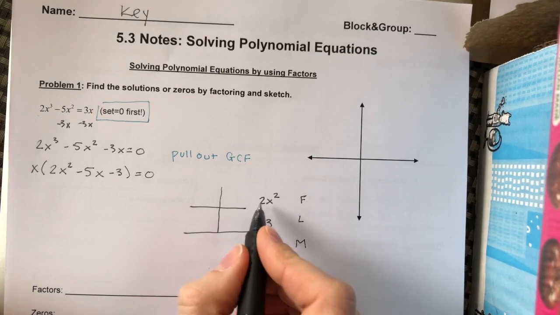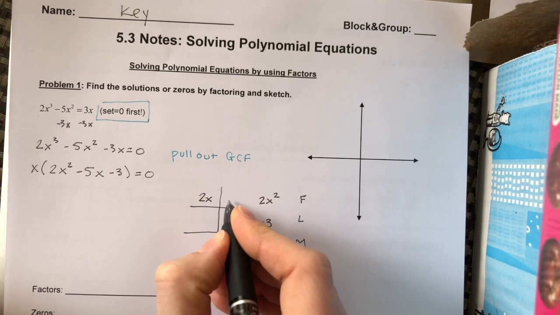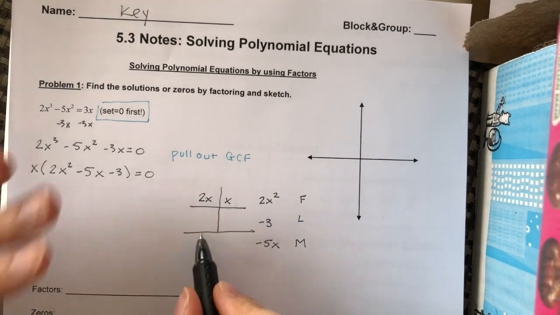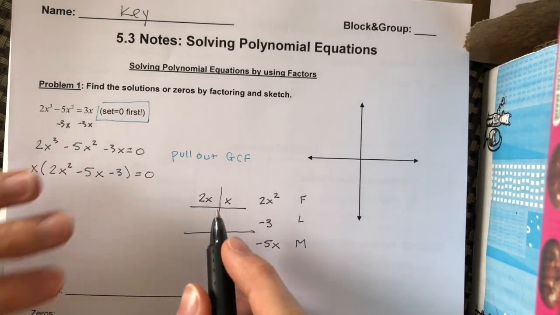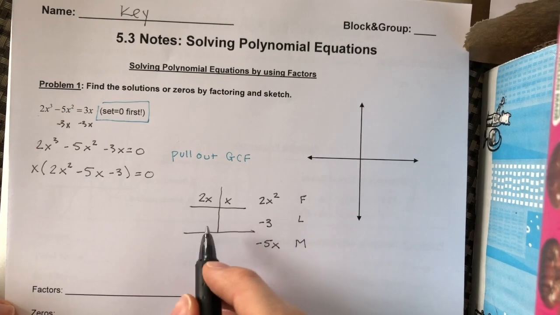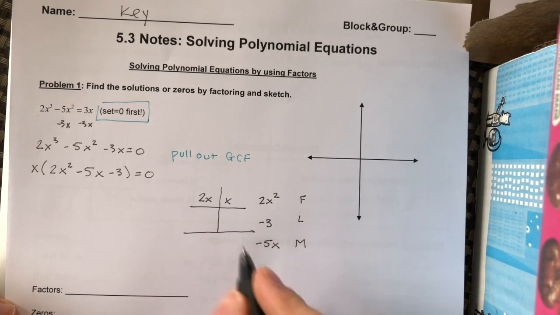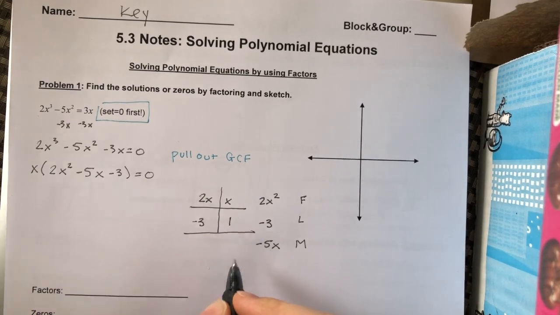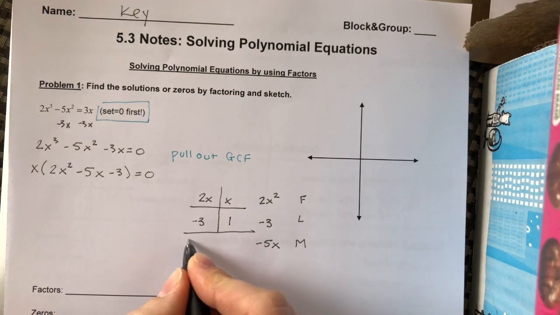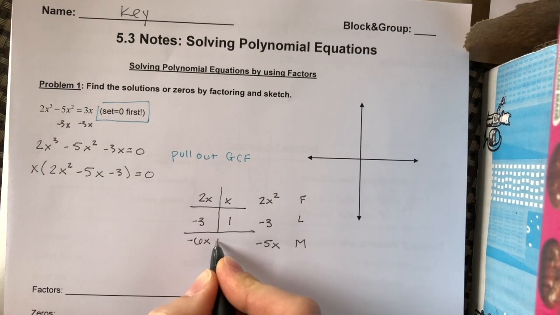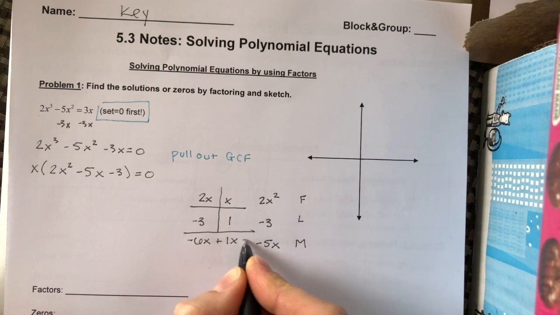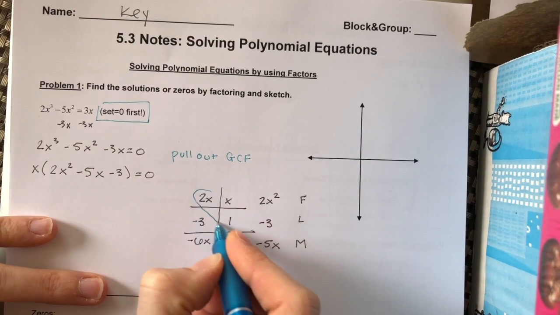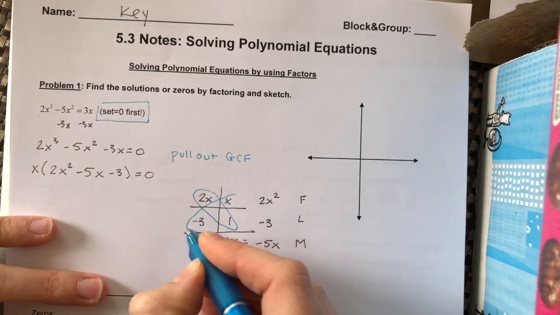The only two factors of 2x squared are going to be 2x and x. And now the only two factors of negative 3 are going to be either 3 and negative 1 or negative 3 and positive 1. It might take you a couple tries to put it in the right place, but I am going to try negative 3 and 1. All right, and then I multiply down, so I've got negative 6x plus 1 times x, so plus 1x. Does that equal negative 5x? Correct, it does. So my factors are 2x plus 1 and x minus 3.